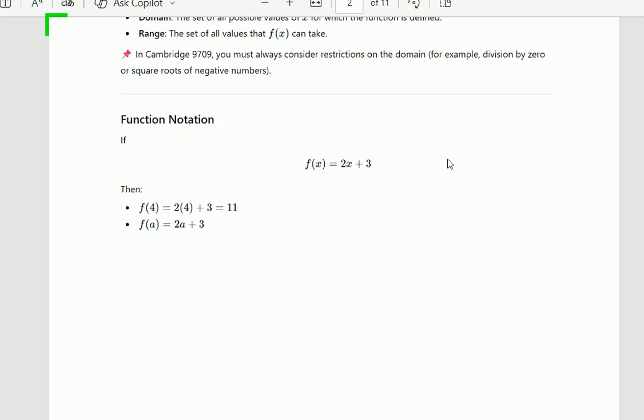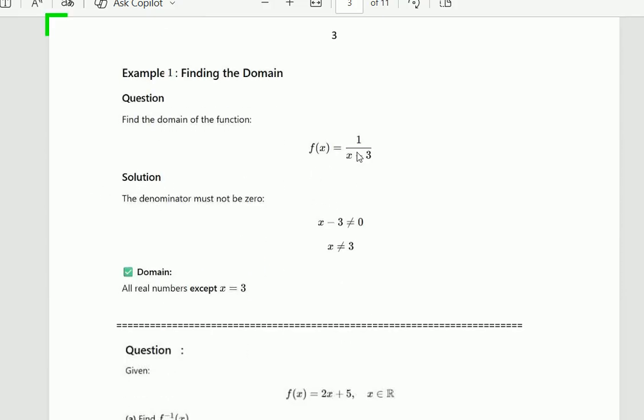Like if f of x equals 2x plus 3, then in order to find the value of the function, we put a value of x, in the current case x equals 4. So 2 into 4 plus 3 equals 11. 11 is the range value and 4 is the input domain value. Likewise, in f of a equals 2a plus 3, a is the input value or domain, and 2a plus 3 is the range of the function.